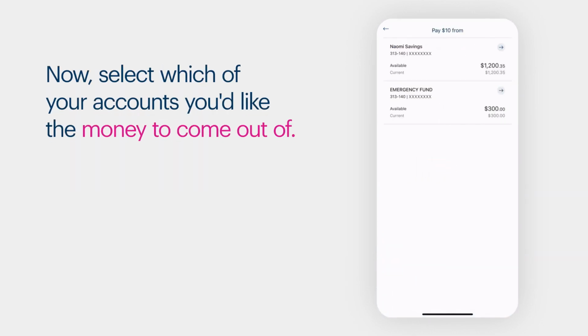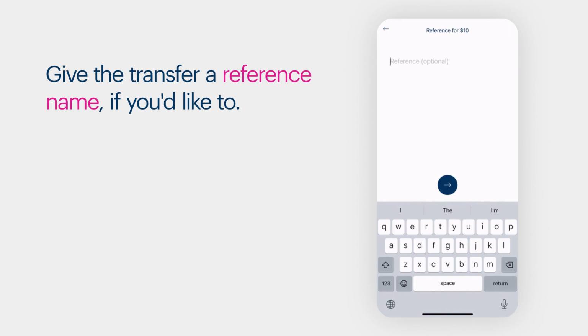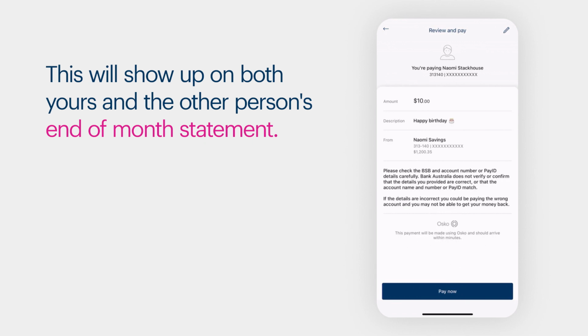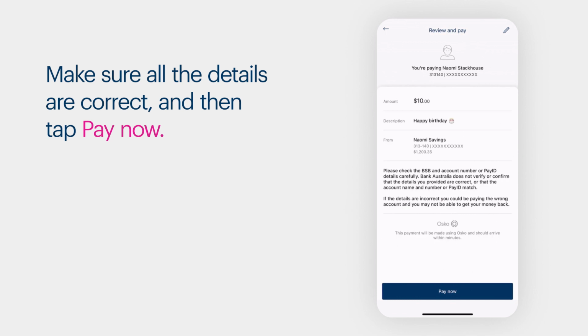Now, select which of your accounts you'd like the money to come out of. Give the transfer a reference name if you'd like to. This will show up on both yours and the other person's end-of-month statement. Make sure all the details are correct, then tap Pay Now.